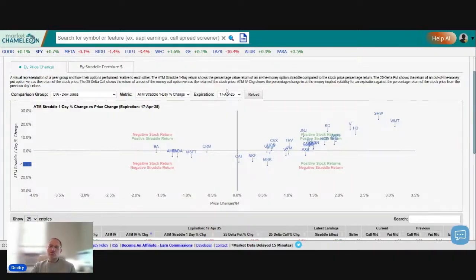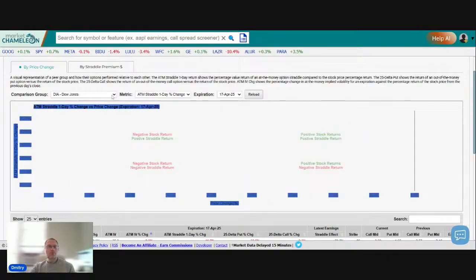And we have these four quadrants in here. The quadrants show whether the option straddle gained and what the stock price did. If the stock price was up on the day, as you can see on the bottom axis, it'll show up in one of these quadrants. If the stock was up and the option straddle was up, it'll go over here to the right. If the stock was down on the day, it'll show up here.